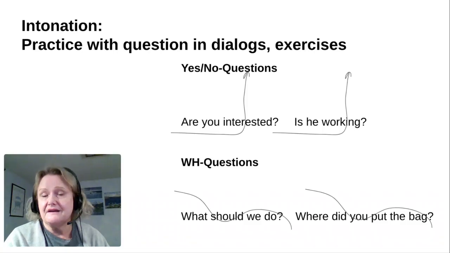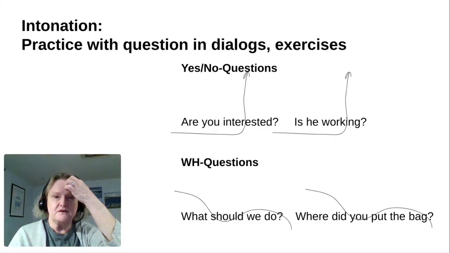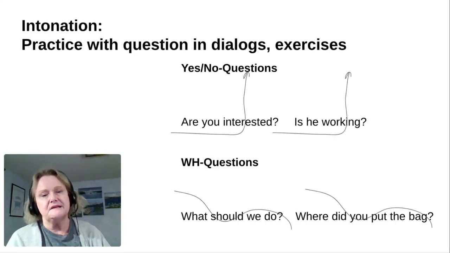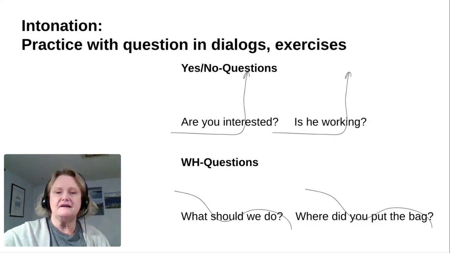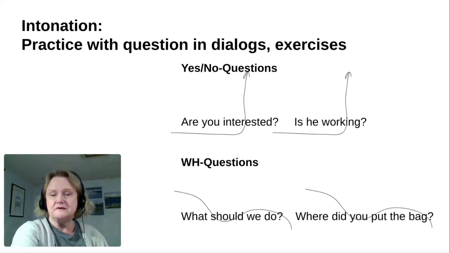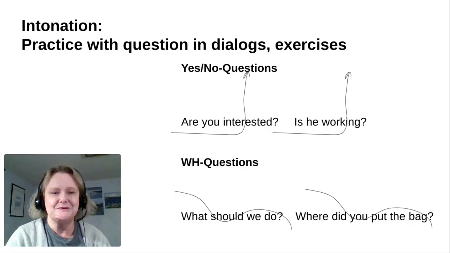You can do intonation practice with yes and no questions and WH questions. So yes and no questions usually start really low until they hit the stress. For example, are you interested? And then it goes straight up. Is he working? While a WH question usually starts kind of high, like a ski slope, and goes down and comes up a little bit again on the next stress. What should we do? Where did you put the bag? And that will help with sentence stress and intonation as well.